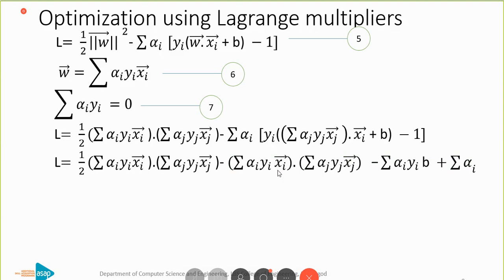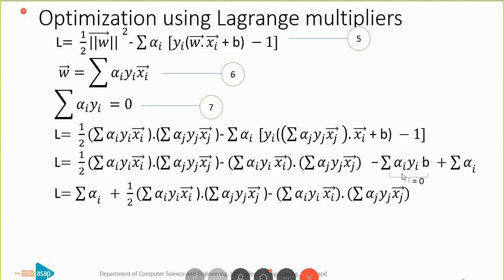What is happening here? I'm just multiplying alpha i, yi, and this xi. In turn, it is a dot product, the dot product of alpha j, yj, and xj. Minus alpha i, yi, and b. And there's a minus over here, so minus alpha i into minus 1, so plus alpha i. This term, we already know that it is 0.